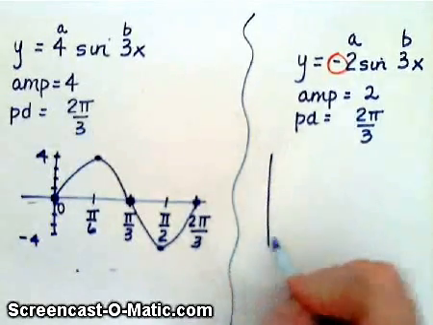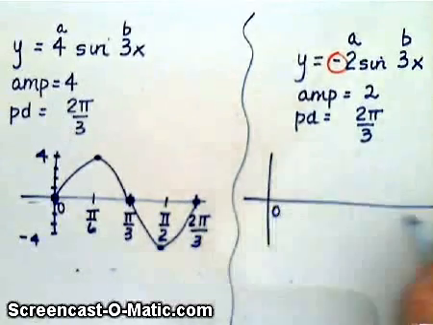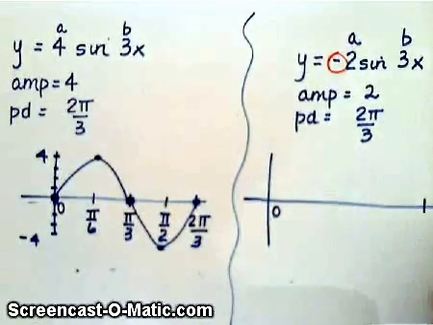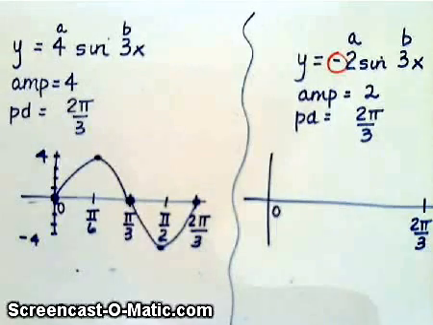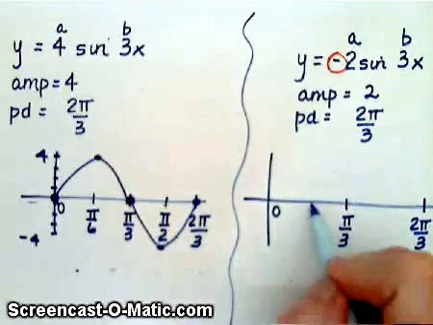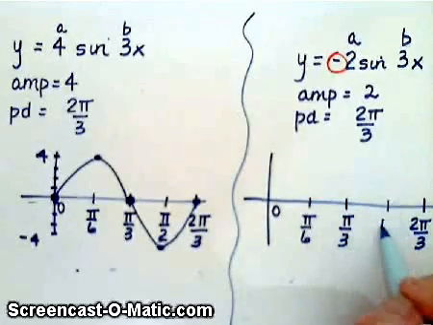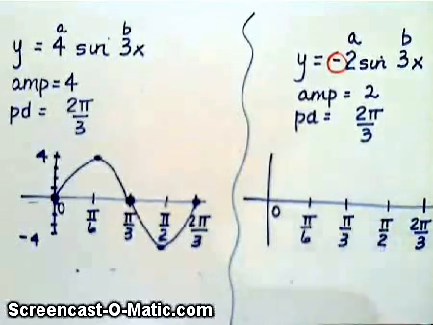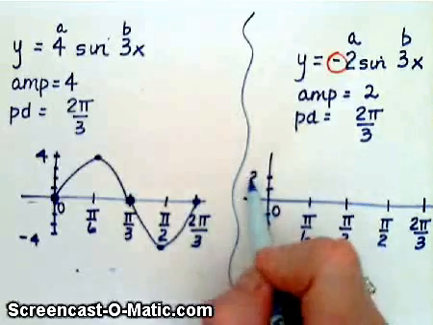So here we go again. Let's stretch this out. Let's go from 0 to the end of the period, which is 2 pi over 3. This is just coincidental that I picked the same period for this graph. Let's half it, pi over 3. Let's half it again, pi over 6. Let's multiply by 3, pi over 2. Let's go up to 2 and down to negative 2.